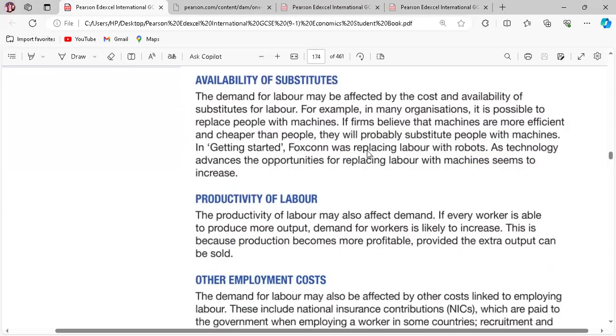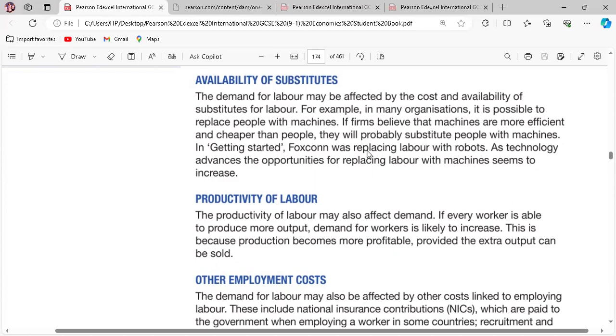Two, availability of substitutes. As I said, the demand for labor may be affected by the cost and availability of substitutes for labor. For example, in many organizations, it is possible to replace people with machines. If firms believe that machines are more efficient and cheaper than people, they will probably substitute people with machines. So another factor that affects the demand for labor is availability of substitutes. And the substitute for labor is machine.